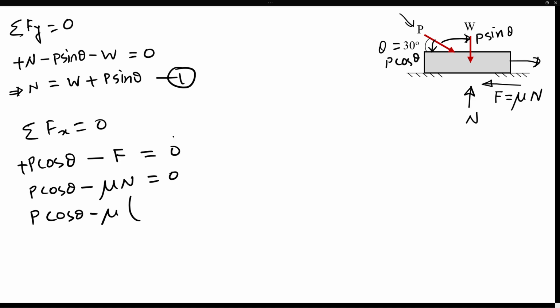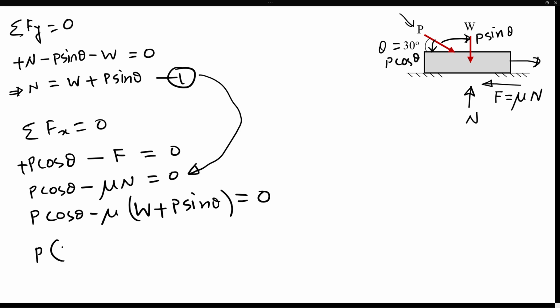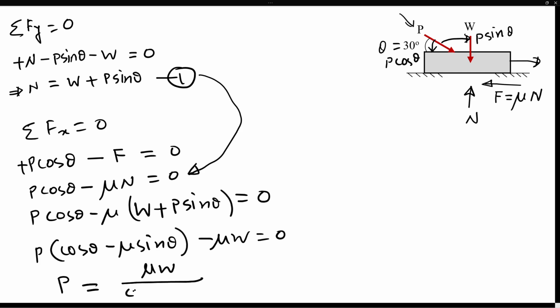If we plug the value of N from equation 1 in here, then we get W plus P sine theta, everything summed to 0. So then we can write P cosine theta minus mu P sine theta minus mu W is equal to 0. So now we can solve for P, which would be mu W divided by cosine theta minus mu sine theta. So using this equation, we can calculate the value for P.